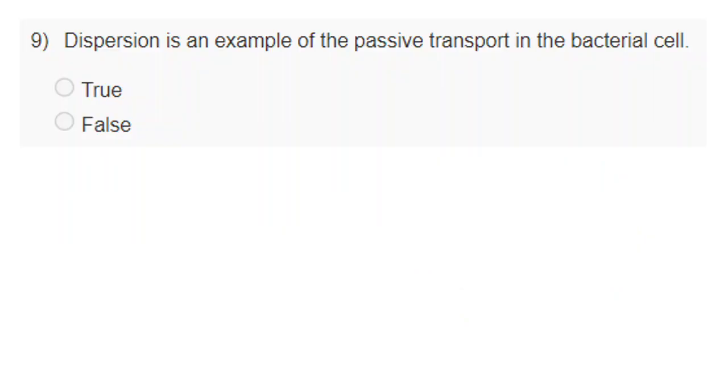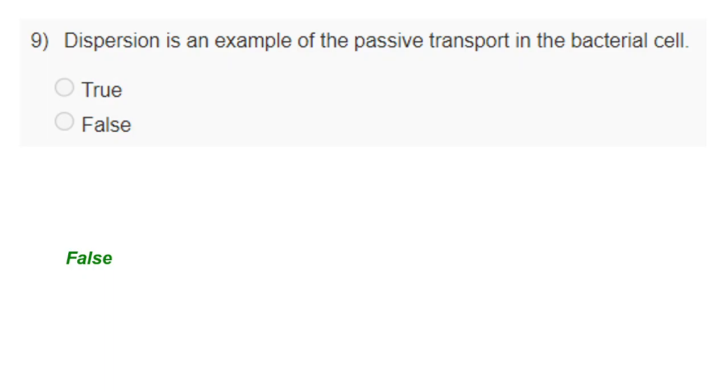Moving on to the next question. Dispersion is an example of passive transport in the bacterial cell. Anybody? True or false? False. Yeah, correct. Dispersion is in no way close to passive transport in the bacterial cell.